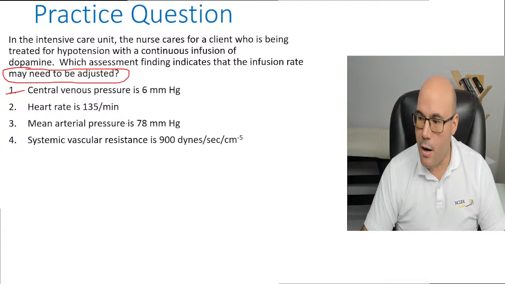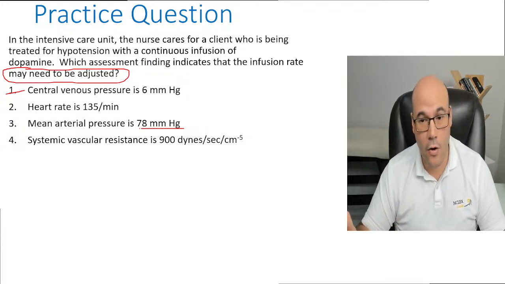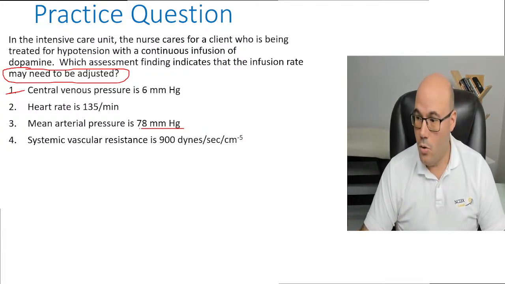Number 3, a mean arterial pressure of 78. Wonderful. What is the goal? The goal is to maintain a mean arterial pressure above 65. Normal range is 70 to 105. So 78, perfect. So this is not my answer.